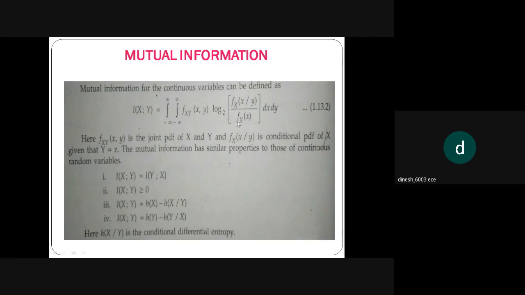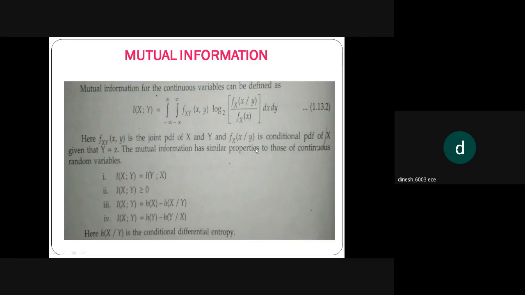Here, f(x,y) is the joint probability distribution function of x and y. f(x|y) is the conditional probability distribution function of x, given that y is always equal to 0.